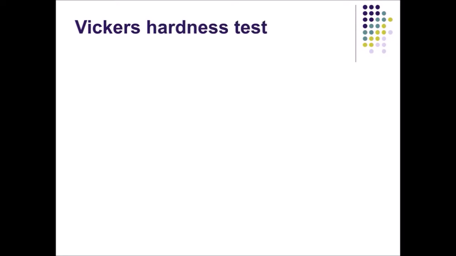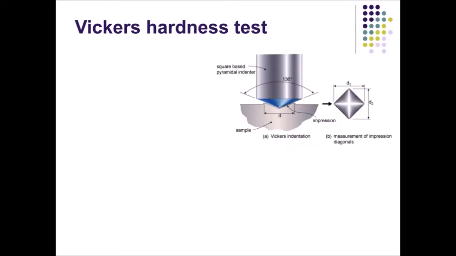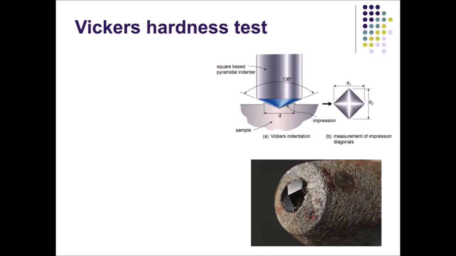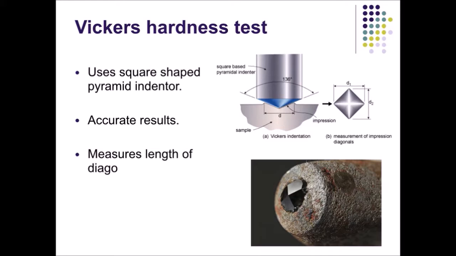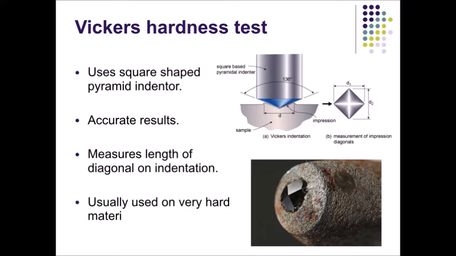Next test is the Vickers hardness test. In the Vickers hardness test, we generally use a square-based pyramid indenter, so that the indenter gives a more accurate result, and in that we only need to measure the diagonal of the dent which is formed on the material. So we measure its diagonals d1 and d2, and accordingly we check the hardness of the material.